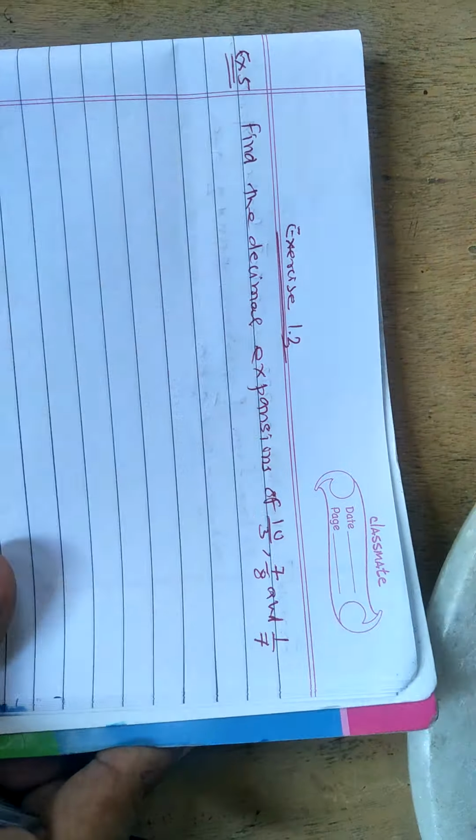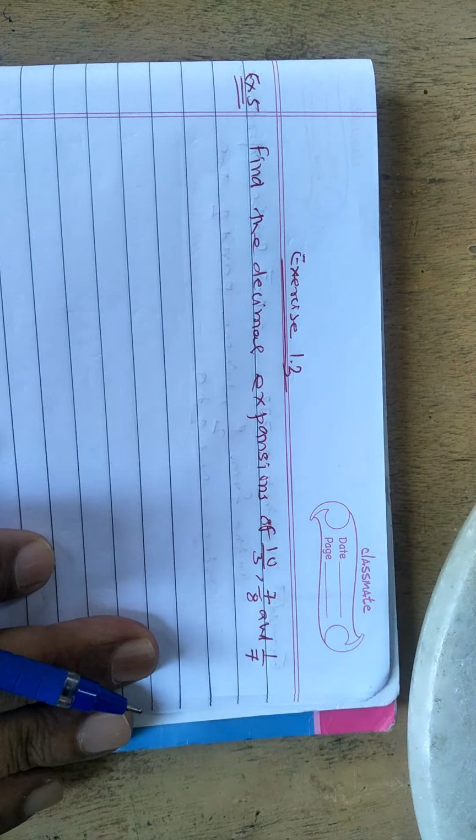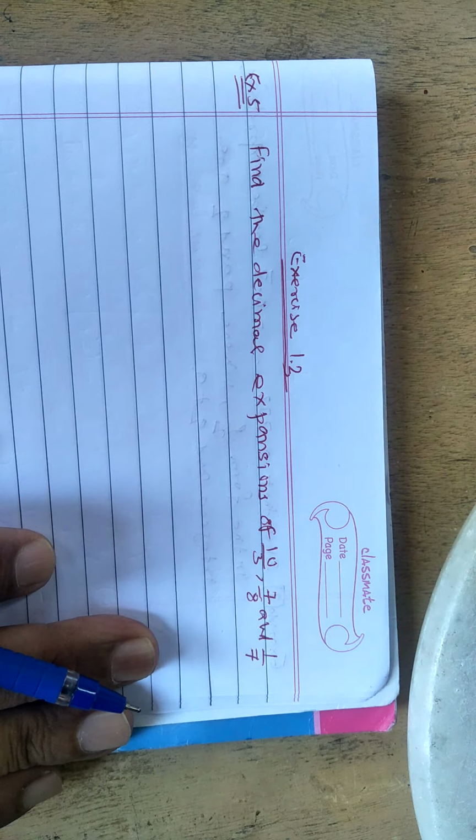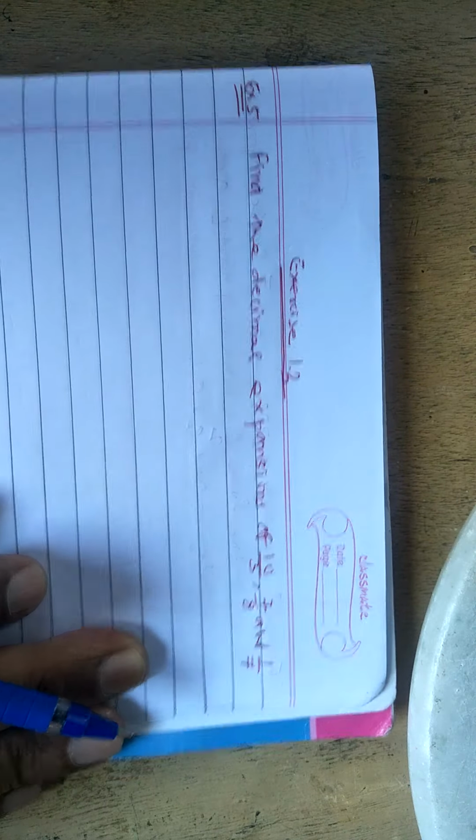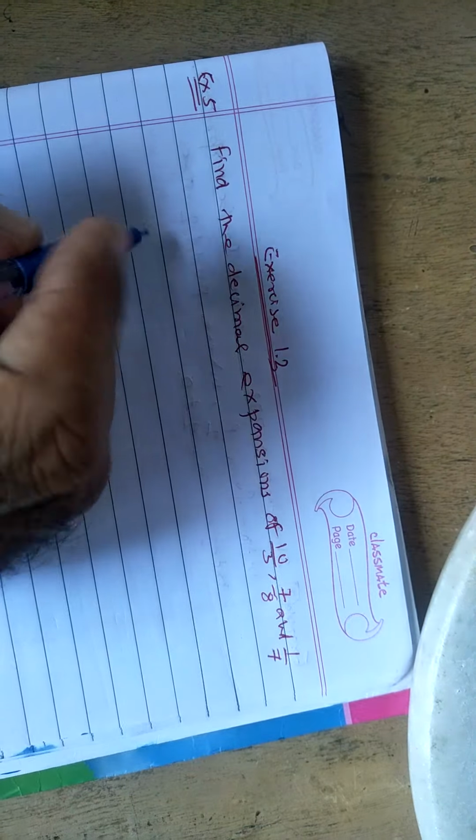So we can first find out there are 3 types of rational numbers given: 10 by 3, 7 by 8 and 1 by 7. So we have to find the decimal expansion. For the decimal expansion, the required number will be divided by the denominator. So first we will take 10 by 3.